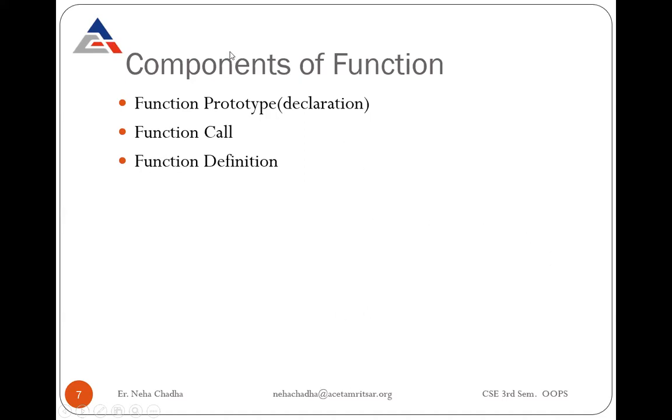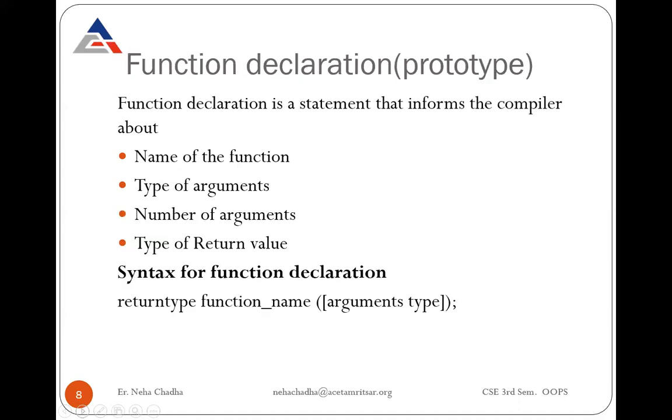Then the components of the function that we have discussed: function must contain prototype, function must contain call, function must contain definition. A function declaration or prototype is a statement that informs the compiler about what is the name of the function, what is the type of the arguments, what is the number of the arguments, what is the type of return value. Remember this thing, a function declaration should contain these 4 parts.